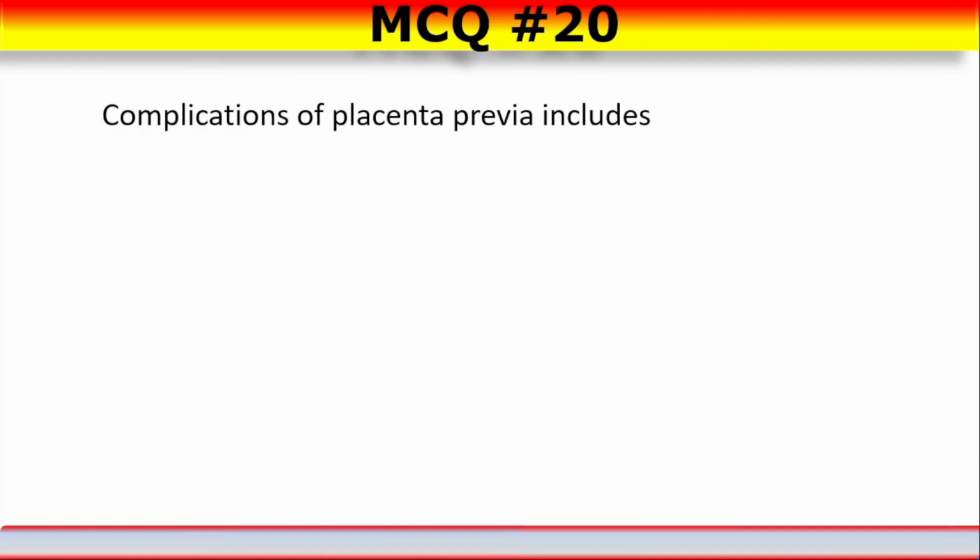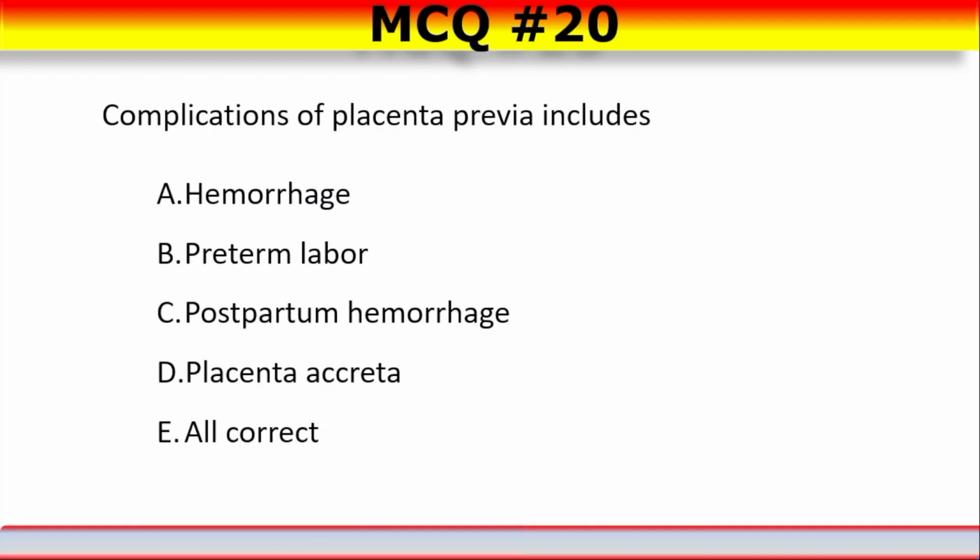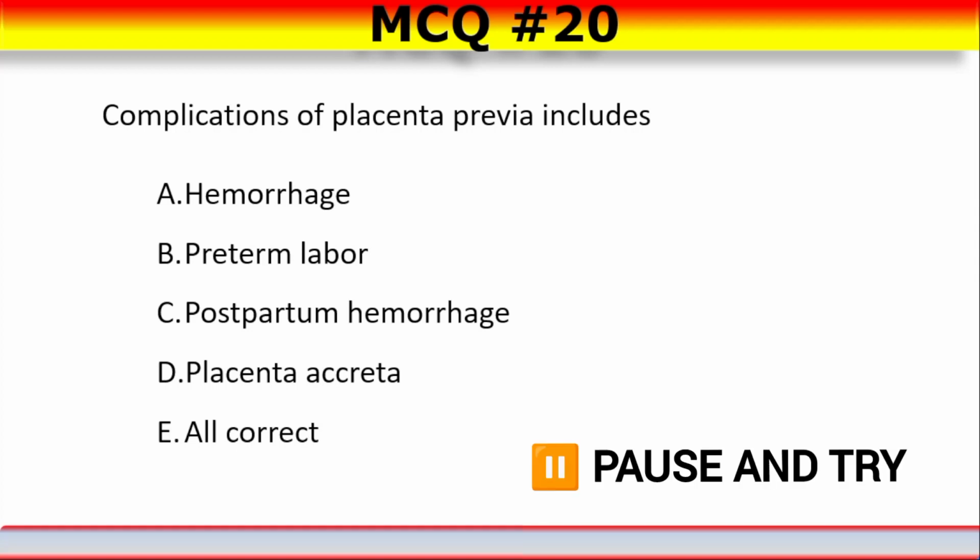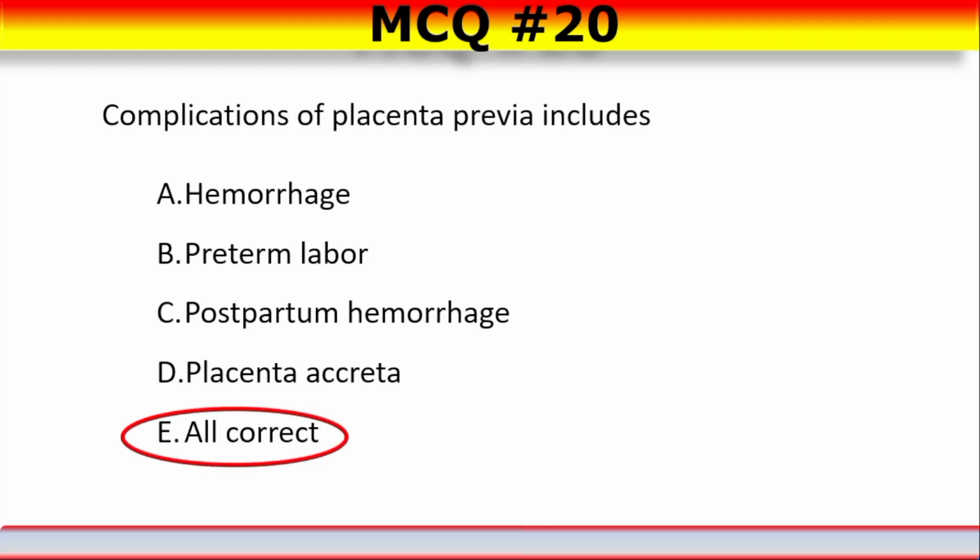Question number 20. Complications of placenta previa include: A. Hemorrhage, B. Preterm labor, C. Postpartum hemorrhage, D. Placenta accreta, E. All are correct. As you may guess, the answer is E. So these all are the complications of placenta previa.